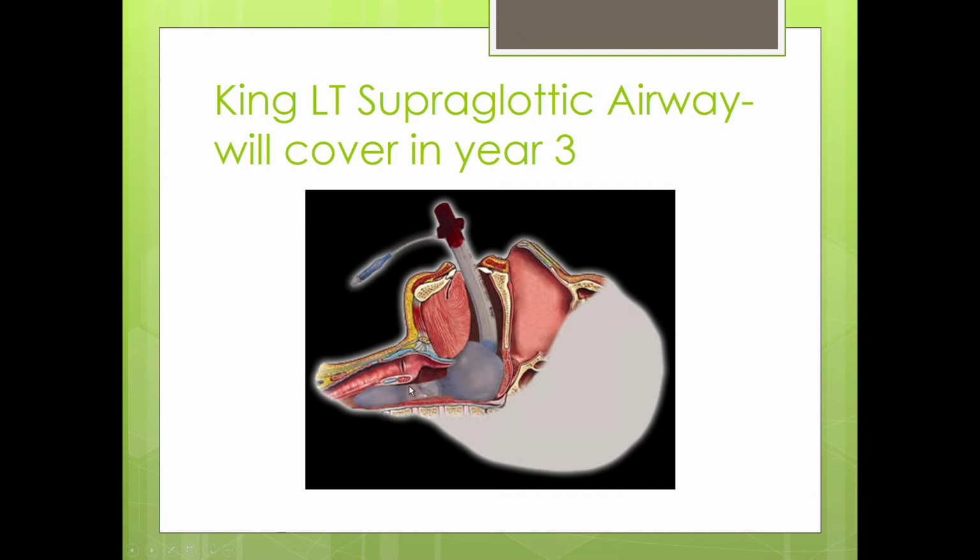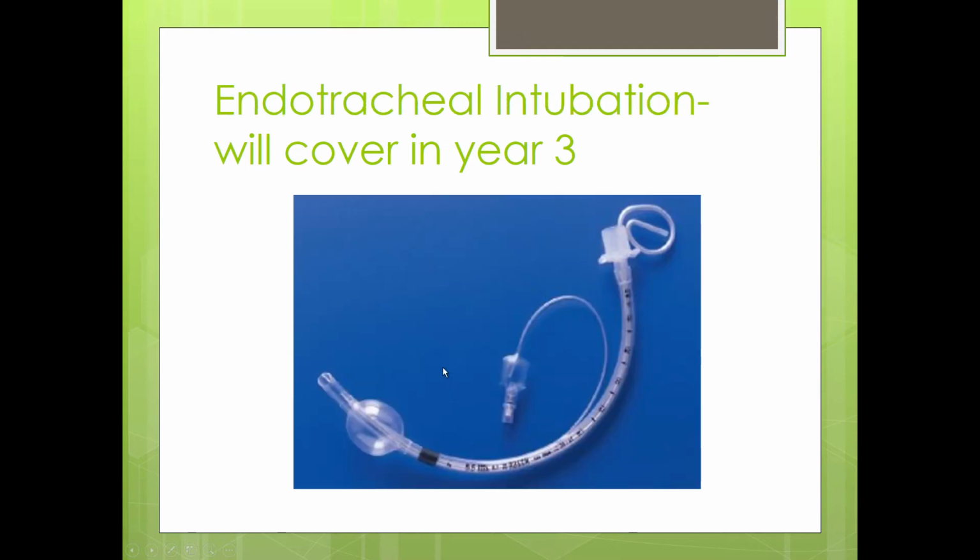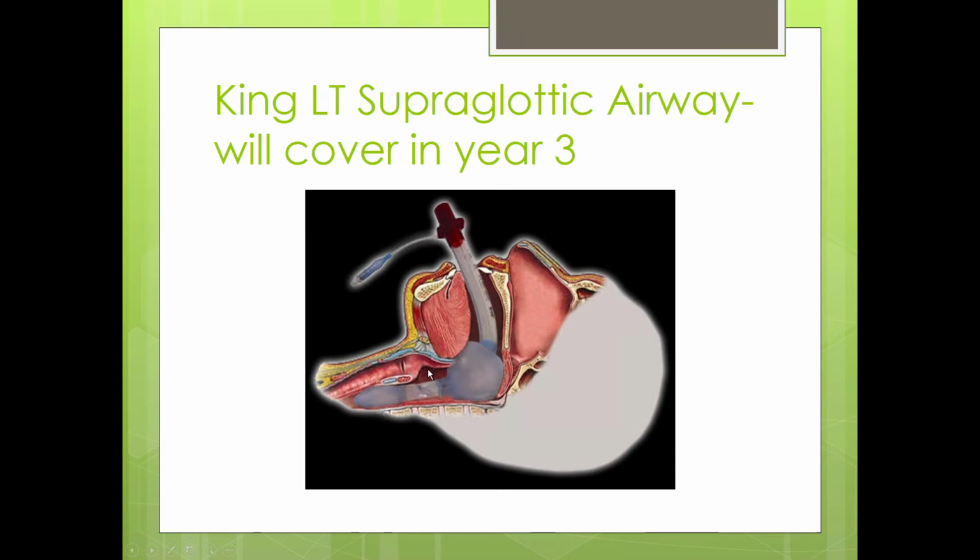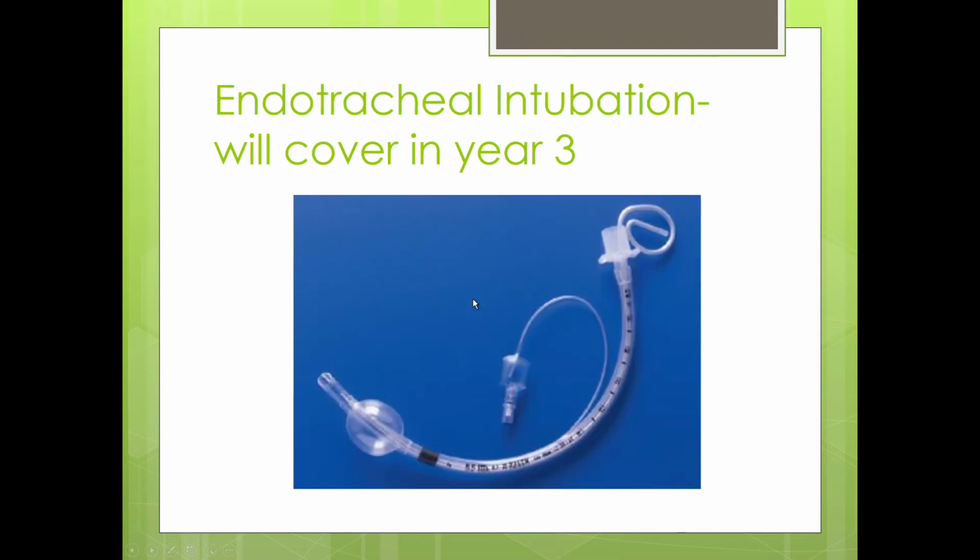Sorry, the esophagus is here, and that way it allows for ventilation. Sorry, my anatomy is terrible today. Yeah, that's the trachea there. Okay, so you can see how here is where it would ventilate through. All right, I will bring a King tube in so you guys can see it.